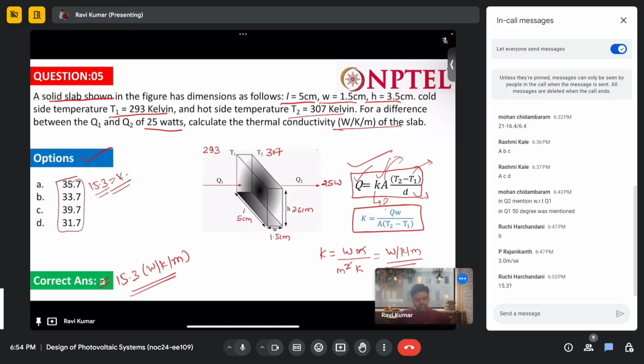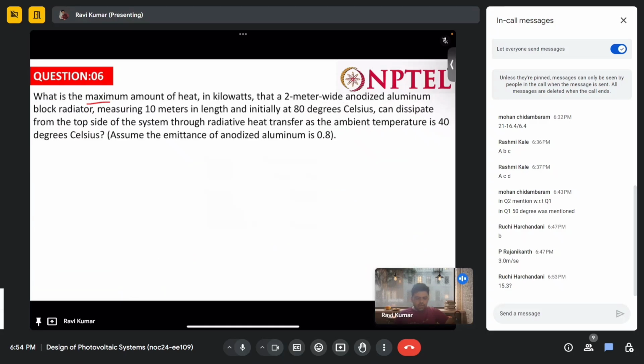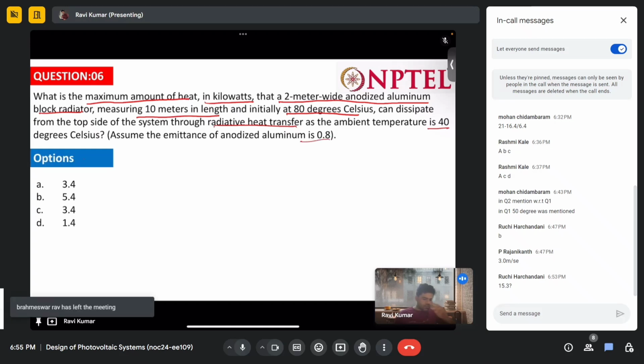It said, what is the maximum amount of heat in kilowatts that a 2-meter wide anodized aluminum block radiator measuring 10 meters in length, initially at 80 degrees Celsius, can dissipate from the top side of the system through radiative heat transfer as the ambient temperature is 40. Assume the emittance of the anode is 0.8, and these are the options. See, first understand the question.